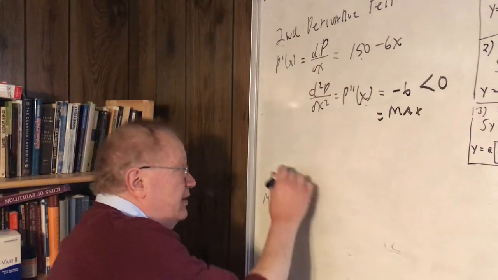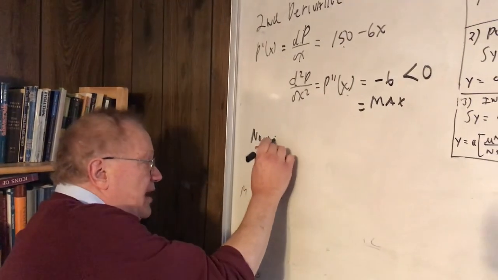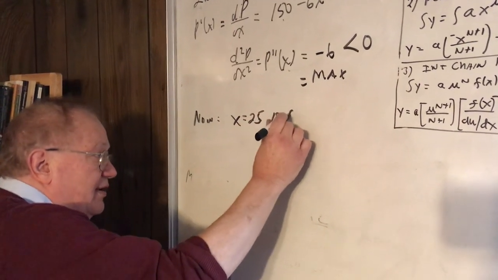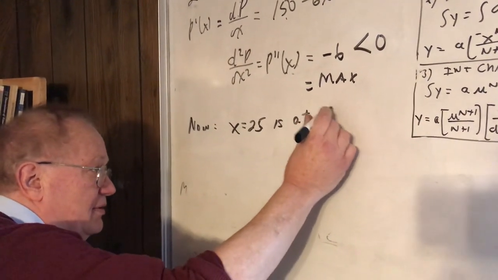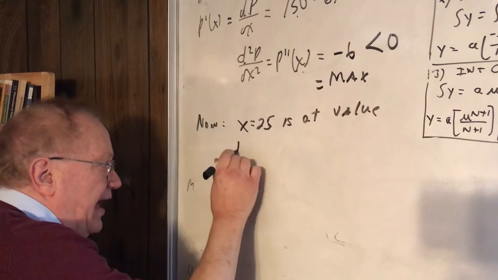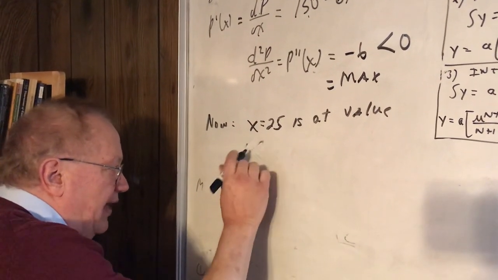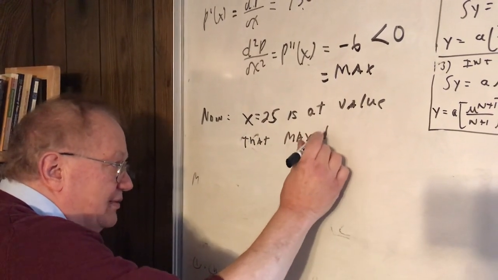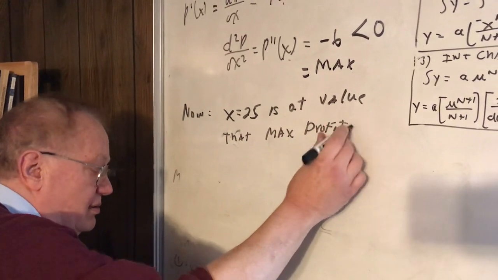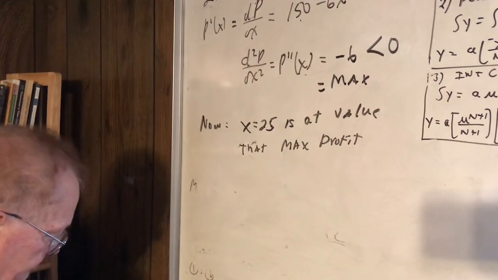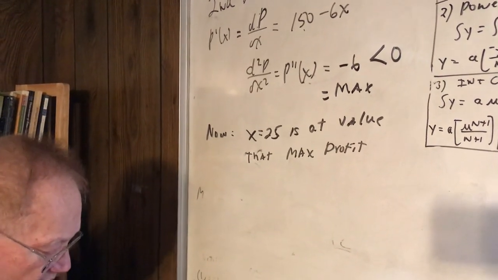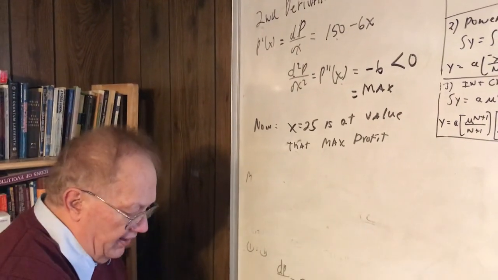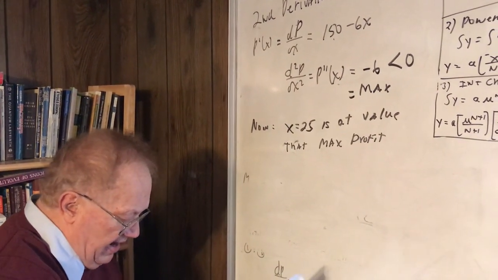So because of this, now, what do we know? x equals 25 is the value that maximizes profit. All right. That's all we really wanted. I could use the first derivative sign test also if I wanted to.